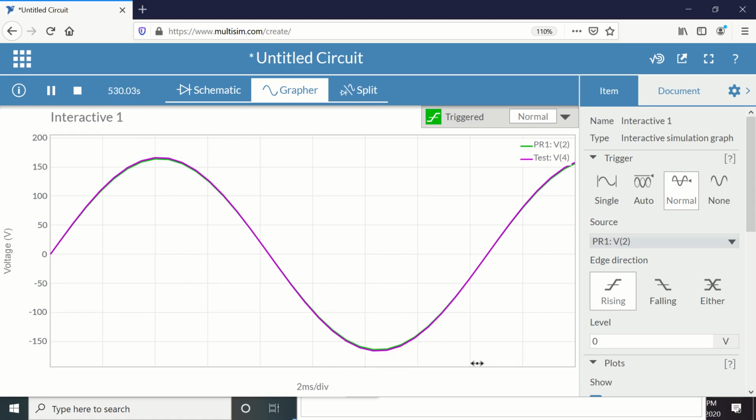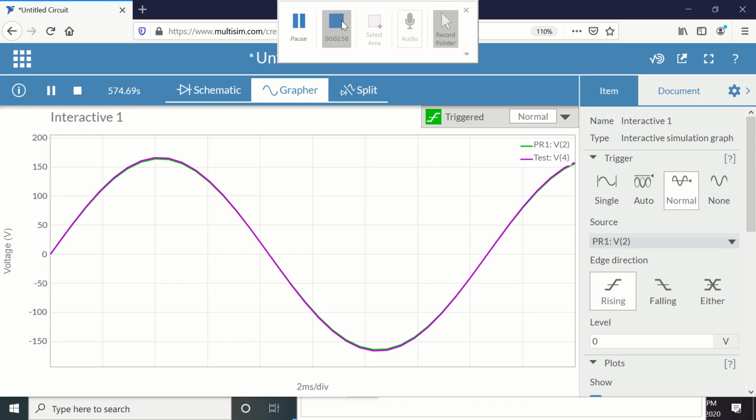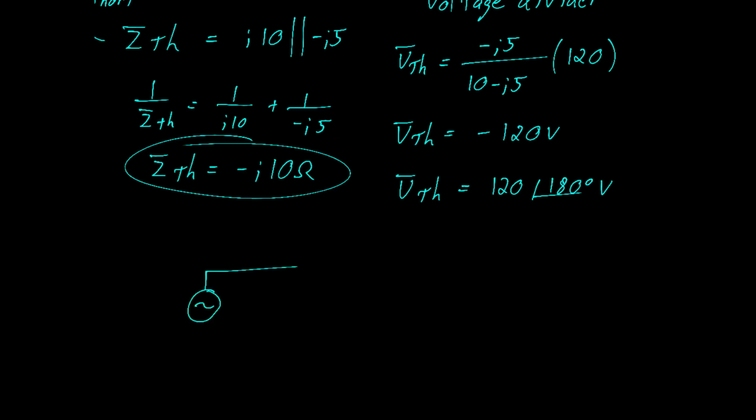And there you have it. We have completed a Thevenin equivalent circuit. We've modeled it, and then we've run a simulation, and we've shown that the circuit responds the same as the original circuit with a 50 ohm load attached.